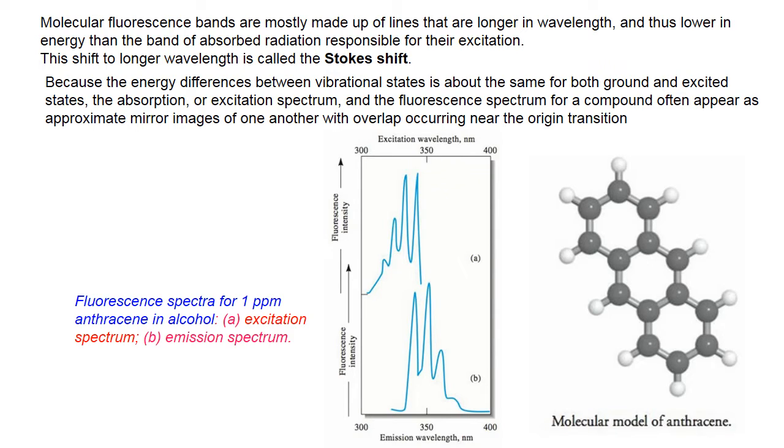Molecular fluorescence bands are mostly made of lines that are at longer wavelengths and lower in energy than the band of absorbed radiation responsible for their excitation. This shift to longer wavelengths is called the Stokes shift. Because the difference between vibrational states is about the same for both ground and excited states, the absorption or excitation spectrum and the fluorescence spectrum of a compound often appear as approximately mirror images of one another, with overlap near the origin transitions.